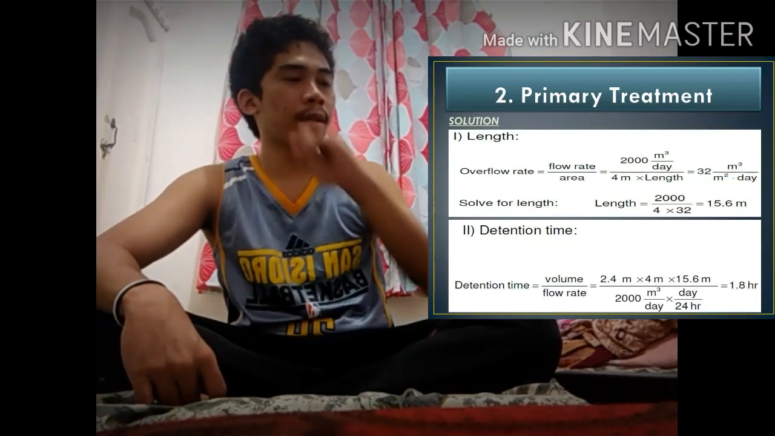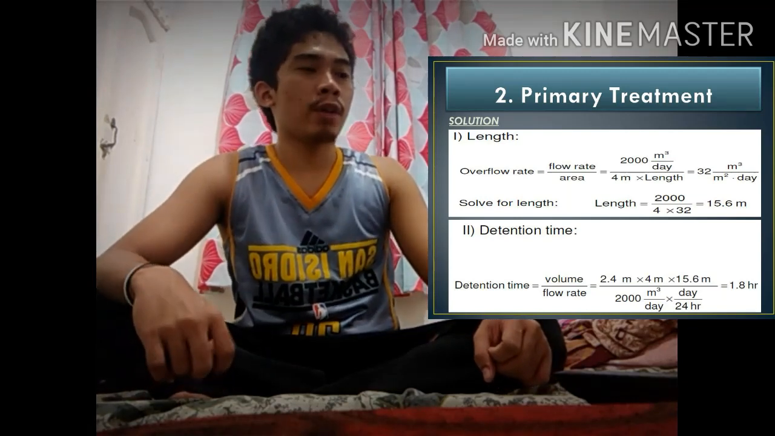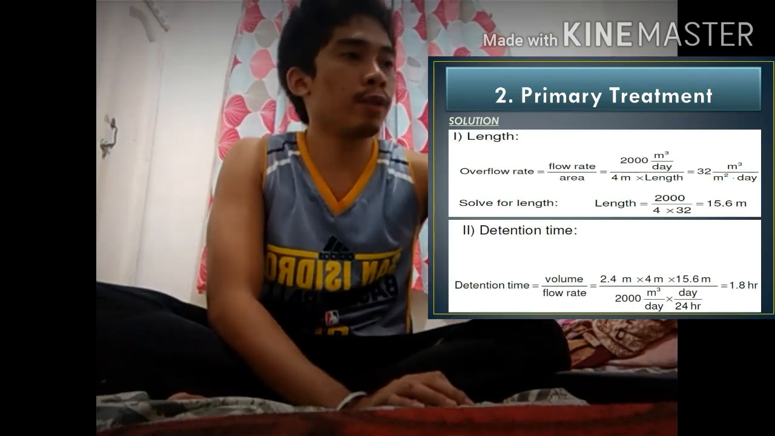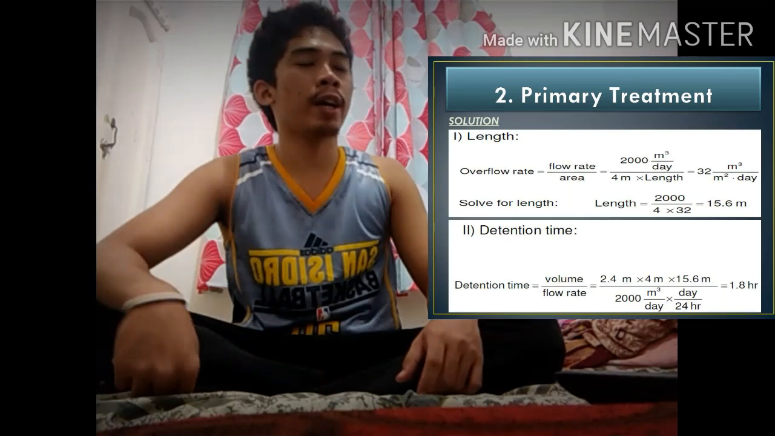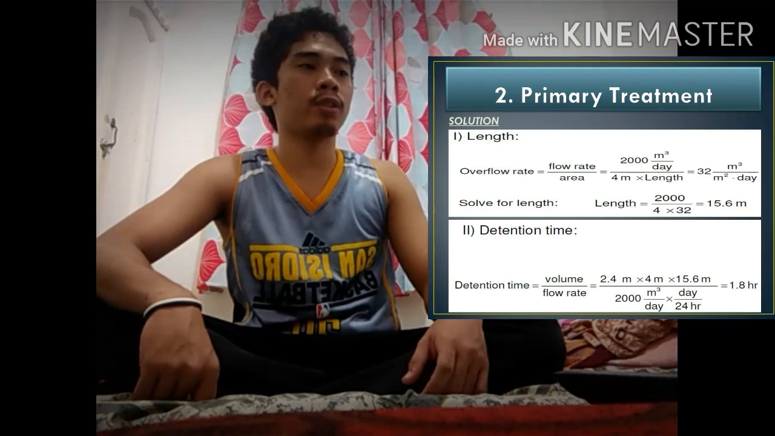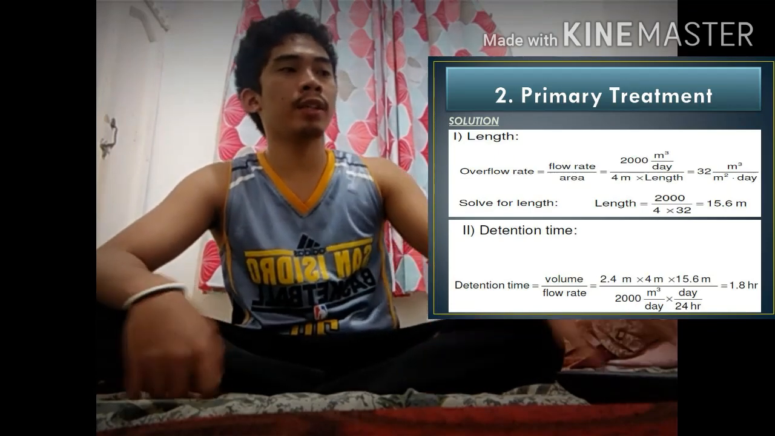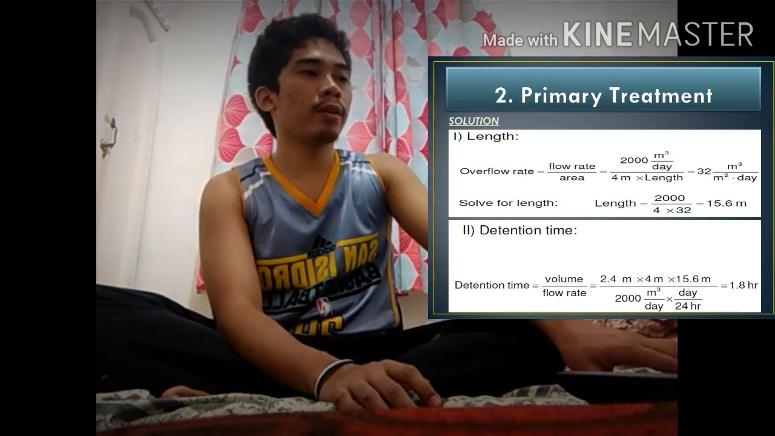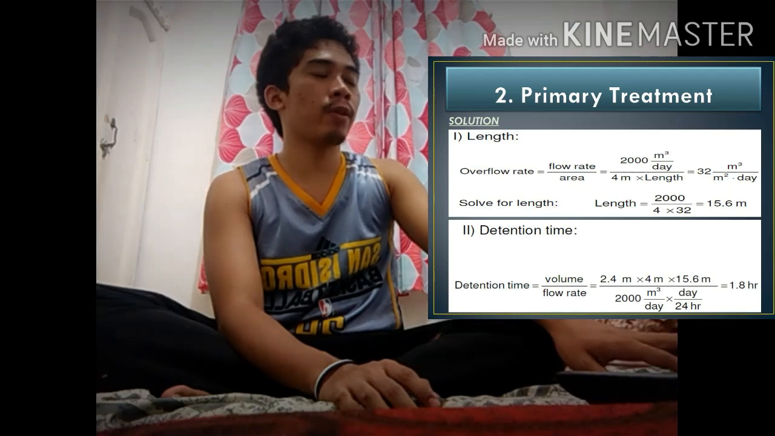In finding its length, we know that the formula of overflow rate is equal to flow rate over area. We just plug in the data, and in the area section we don't know the length. We only have its width but not its length. So rearranging, length is equal to flow rate over width times overflow rate, which is 15.6 meters.